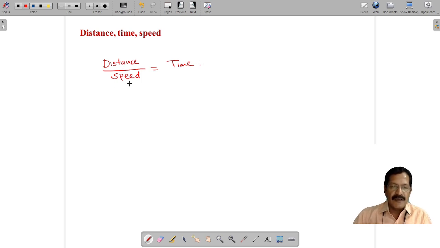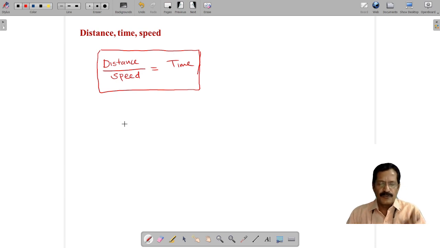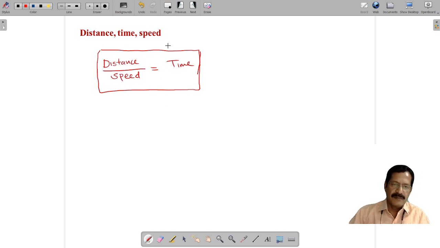So distance traveled divided by speed is equal to time, and this is the relation between the three quantities: distance, speed, and time. Here we can convert it as distance is equal to speed into time. Otherwise, speed is equal to distance divided by time. In that way, we can change this relationship. So just remember, distance traveled divided by speed is the time in hours.